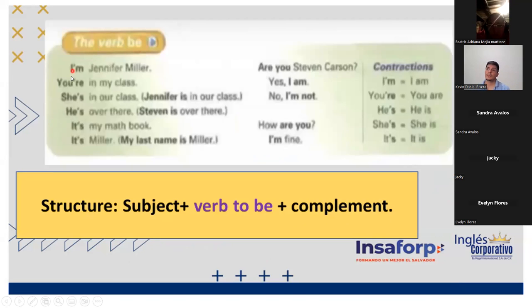We have the verb to be. I am Jennifer Miller. You're in my class. She's in our class. Jennifer is in our class. He's over there. Steven is over there. It's my math book. My last name is Miller. All right. Are you Steven Carson? Yes, I am. No, I'm not. How are you? I'm fine. Contractions. Well, we already saw the contractions on the previous slide.